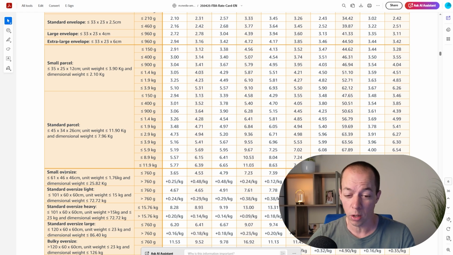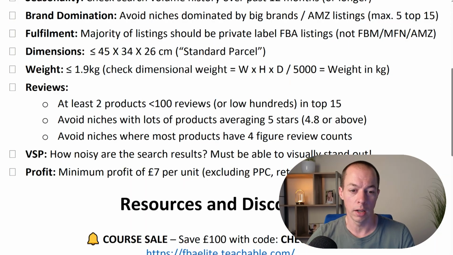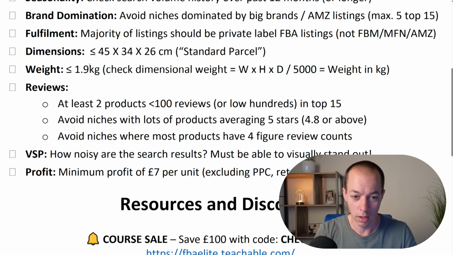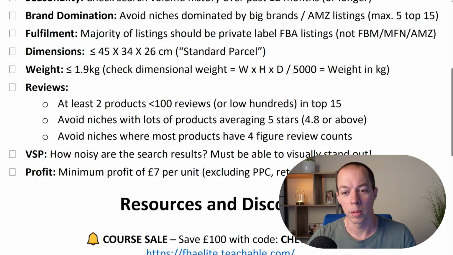Small oversize is also possible, but pay close attention to the dimensions and the weights because things can creep up quite quickly. And related to that as well is the weight of the product. So I always say aim for a product that weighs 1.9 kilograms or less, but you also have to check the dimensional weight of the product. So Amazon will take either the actual weight or the dimensional weight, which is the 3 dimensions multiplied together divided by 5,000, and that will give you the dimensional weight in kilograms. And whichever is heavier, Amazon will use that as the base weight for the product.